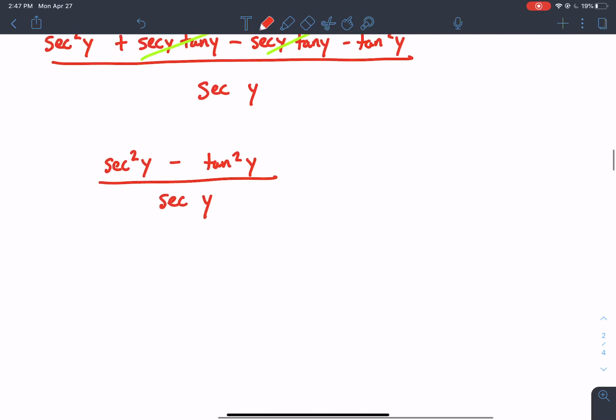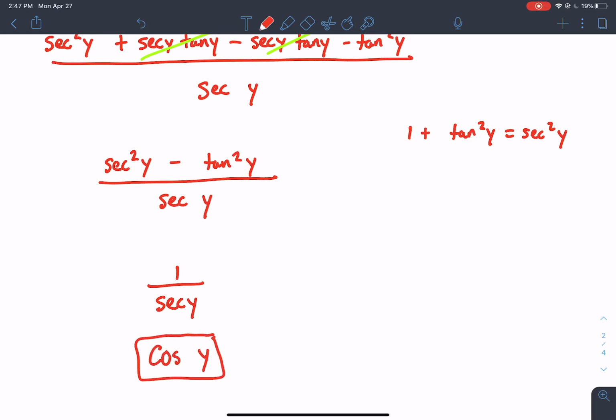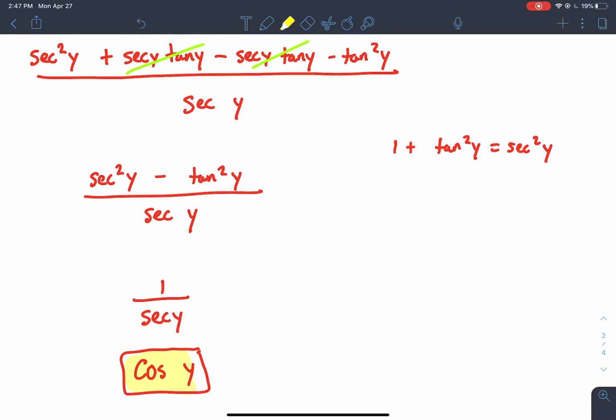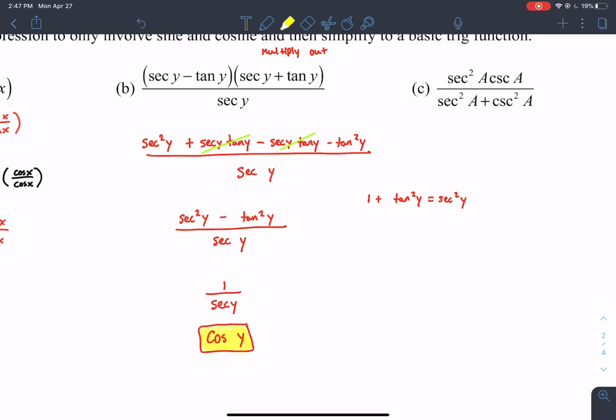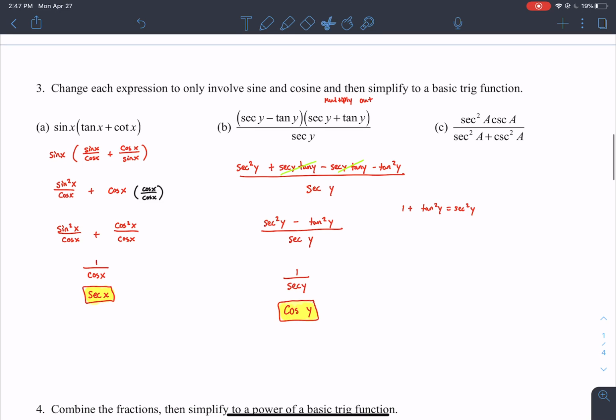So now I got secant squared minus tangent squared divided by secant. Now I know that 1 plus tangent squared is secant squared, right? So what is secant squared minus tangent squared? Well, that's just going to be 1. So you got 1 over secant, which comes out to be cosine. Okay, I'm going to move that over.